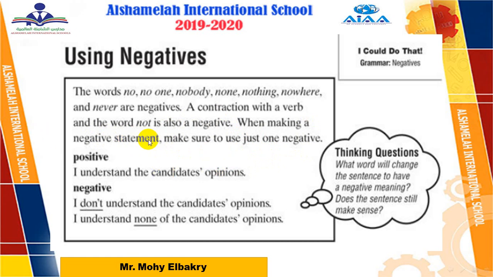For example, don't say nobody, not, wrong, and so on. Why? Because all these words refer to a negative. So don't use a double negative. Positive, for example, I understand the candidate's opinions. If you want to change it into negative, it will be I don't understand. Here the verb is understand. In order to change it into negative, we use don't because it's present.